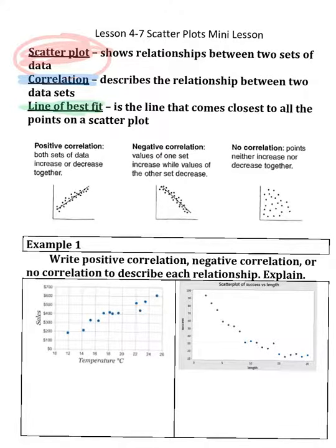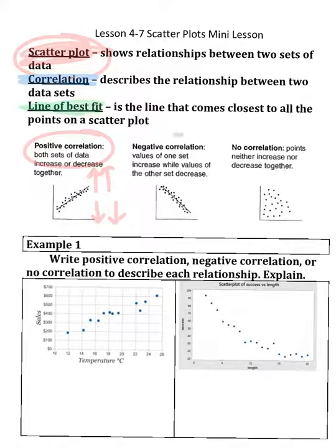So first of all, a positive correlation, as you can see here, both sets of data either increase or decrease together. Now this can often be confusing. That would mean as one data set's going up, the other's going up, or as one data set's going down, the other set is going down. Both of those are positive because they're showing a positive correlation between the sets. The sets are moving in the same direction.